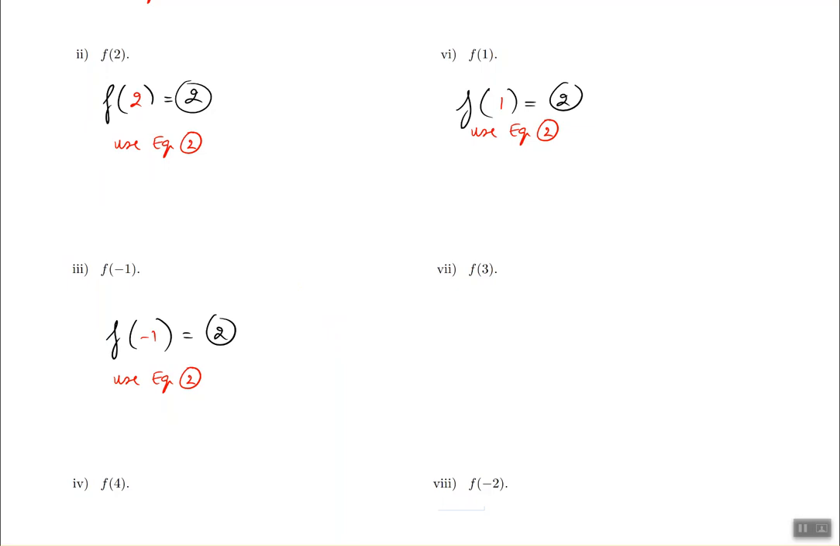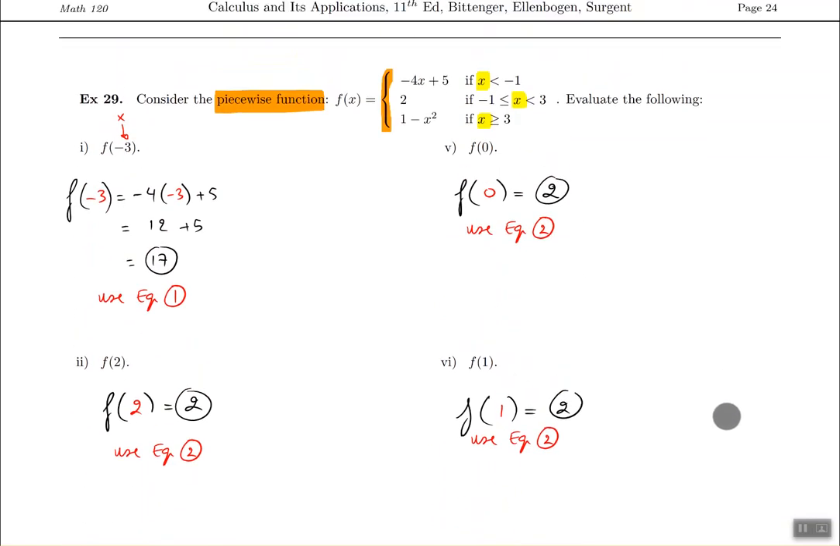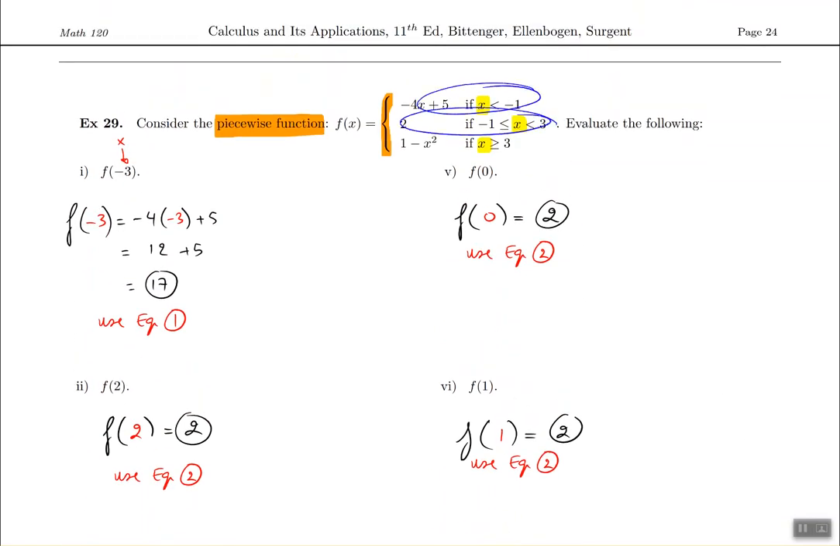There remain 3 problems: f of 3, f of 4, and f of -2. Investigate and see if you can determine which equation must be used. Is it equation 1 or 2 or 3 for these parts? So for example, f of 3, which equation would you use? Would you use the first, second, or third equation? Which one of these 3 conditions does 3 satisfy?